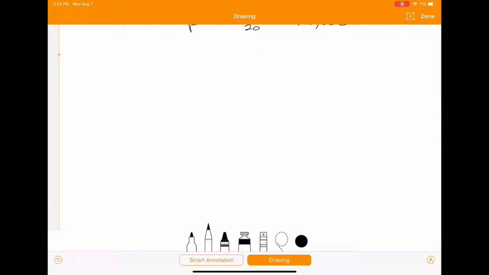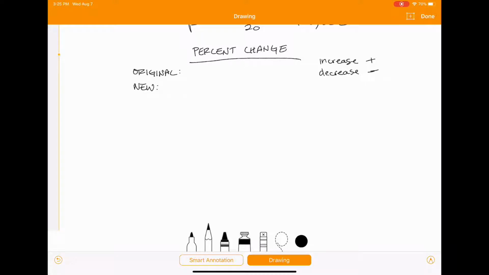All right, so now let's talk about percent change. So this is going to be the percent that two values change based on each other. So you're going to have an original value and you're going to have a new value. And you want to know the percent that it changes from the original to the new. Now, you can have a percent increase or a percent decrease. Now, your percent increase is going to be positive, decrease is going to be negative.